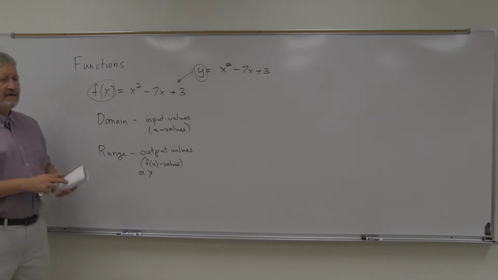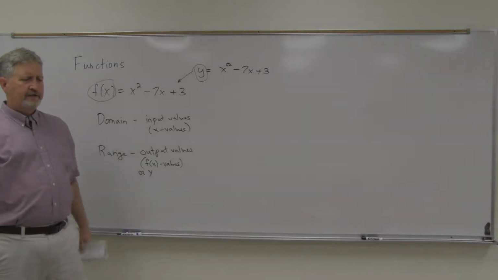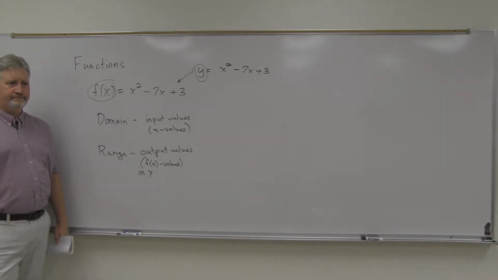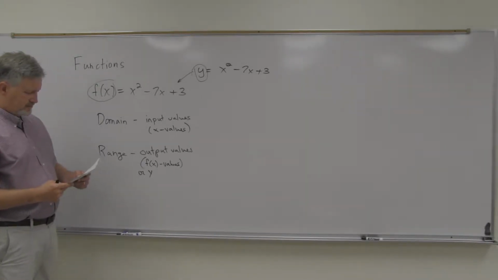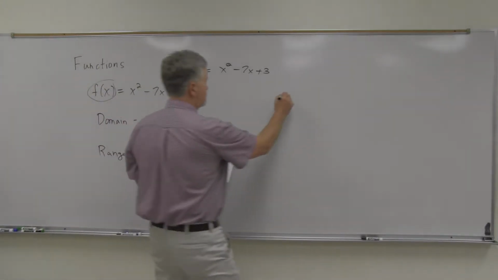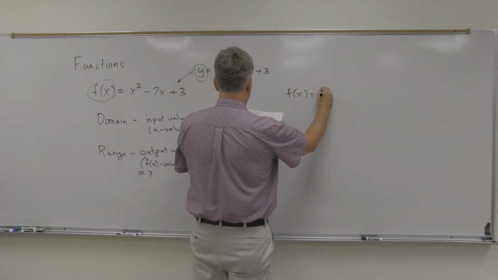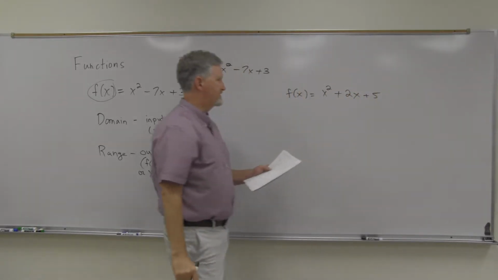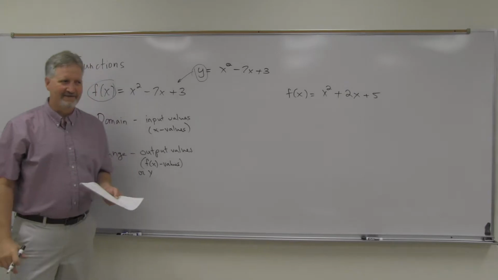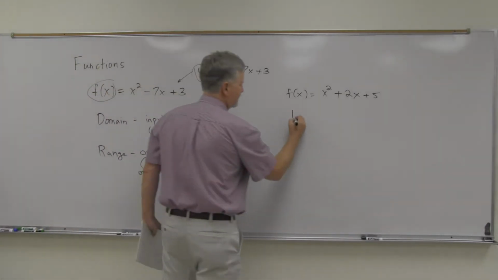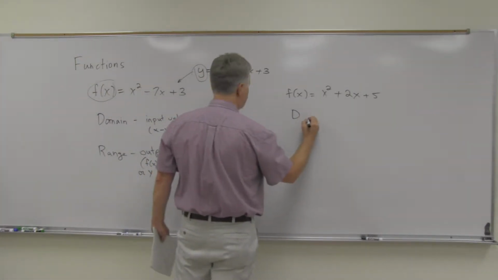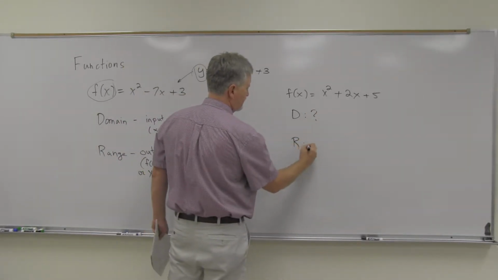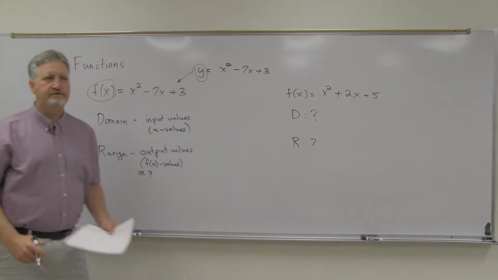It may ask you for domains and ranges in this section here, so let me change it up. It's pretty much the same, but let's change our function to f of x equals x squared plus 2x plus 5, and figure out the domain and the range.